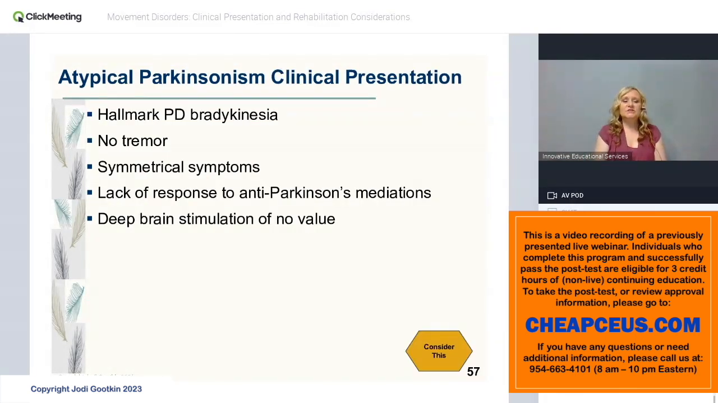The clinical presentation, as we said, is going to be that typical bradykinesia. Most of the patients do not actually present with a tremor. Another difference is it's more likely to be symmetrical in nature. Individuals with true Parkinson's disease, it's asymmetrical because it just depends on where the neuronal damage is. And then Parkinson's medications are not going to work because it's not a lack of dopamine that levodopa is going to help with that causes the problem for that particular patient. So it's important for it to be diagnosed appropriately so it can be treated.